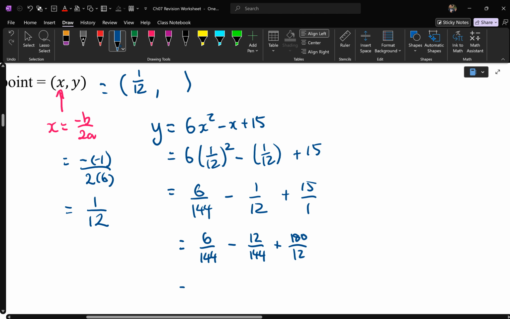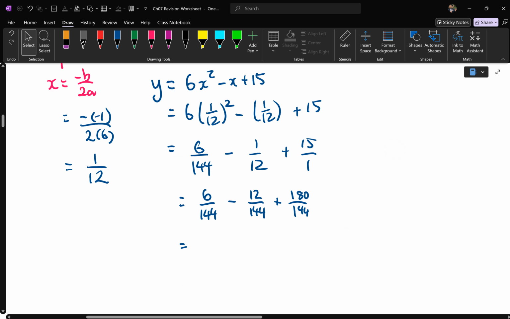So together, sorry, times this by 12, times that by 12. So that should be 144. And that's 180. So together, you're really just doing 186 take away 12. That's 471.